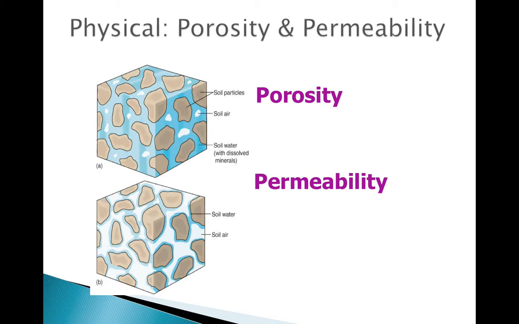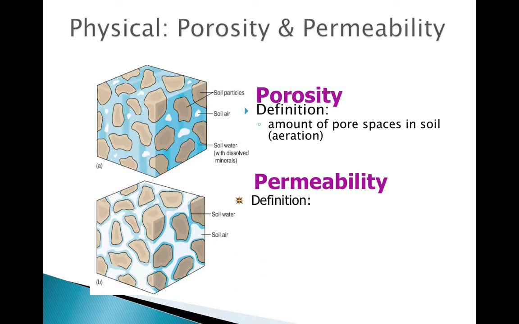So two other words you need to know about soil texture. Porosity means the amount of pores in your soil, pores meaning spaces. And so this would help you because it would allow water to be held in those spaces. Then permeability is the ability of water to flow through your soil.